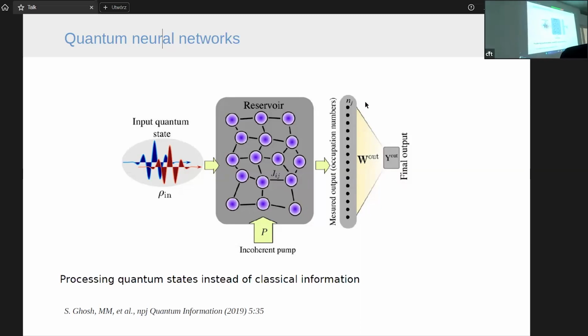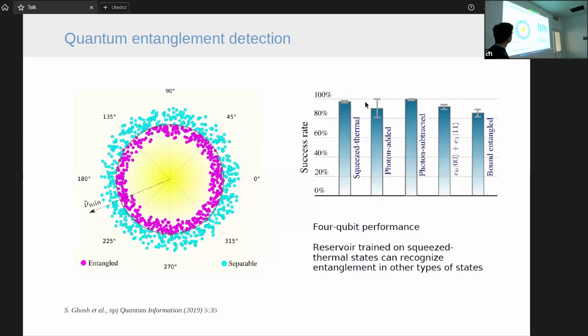But in this case, we use a quantum system. So let's say that this is a network of polariton nodes. It can be polaritons or something else, which are quantum nodes on their own, for example two-level systems. And then we just measure occupations on these nodes, and then we, for example, decide whether this state was entangled or not, or what the quantum properties of this state were. So one example is exactly quantum entanglement detection.